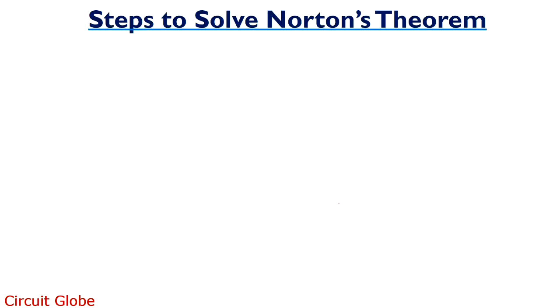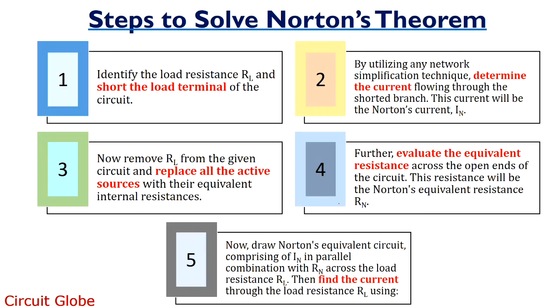Let's first see what steps need to be followed in order to convert a complex circuit into Norton's equivalent circuit. The first step involves the identification of the load resistance. Once the load resistance is identified, short the load terminal. In the next step, utilize any network simplification technique and determine the current flowing through the short-circuited branch. You must note here that the current flowing through the short-circuited branch is nothing other than Norton's current, denoted by IN.